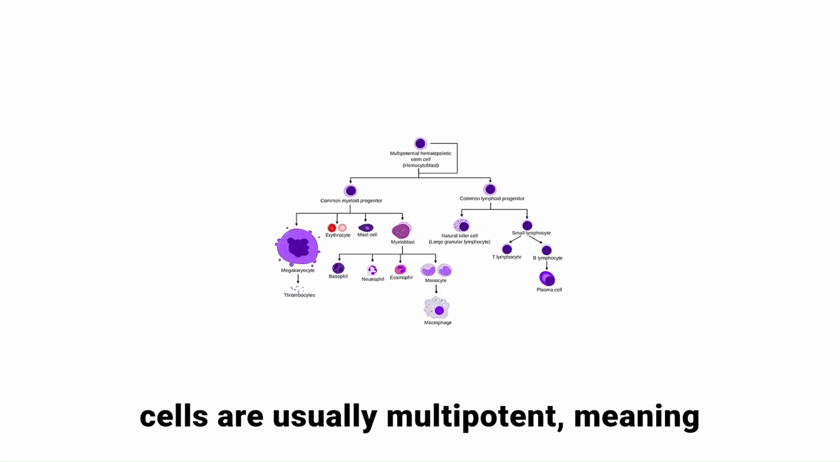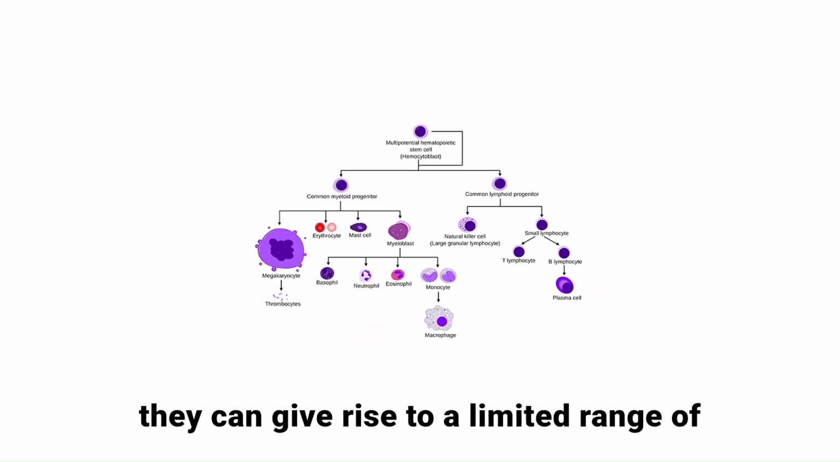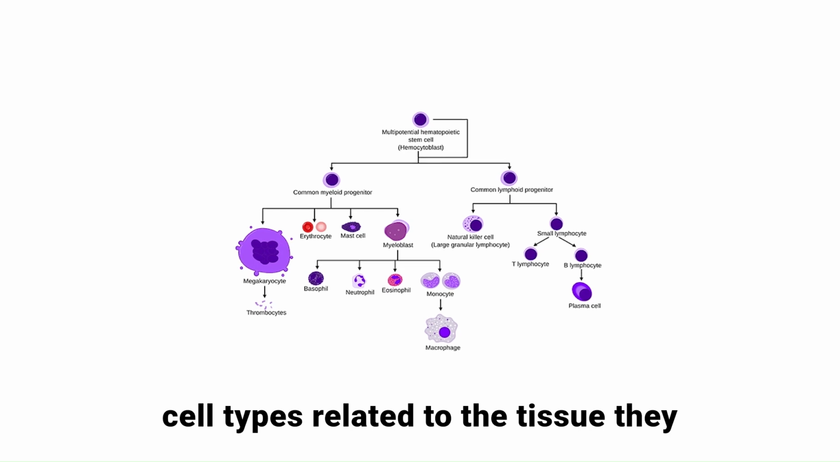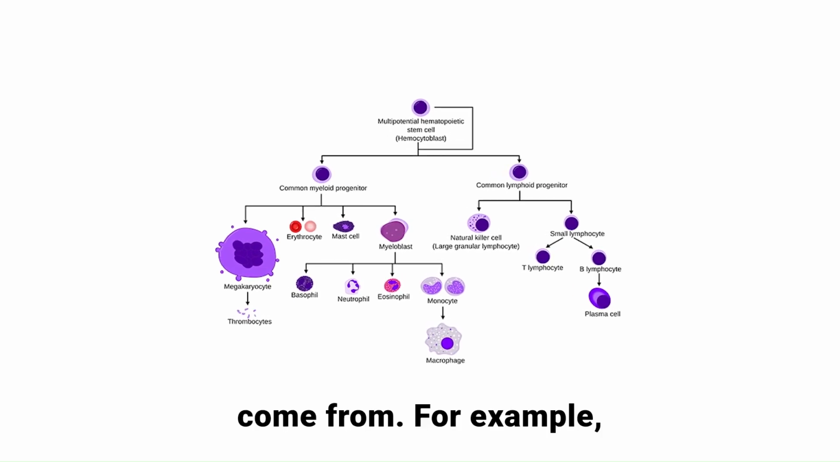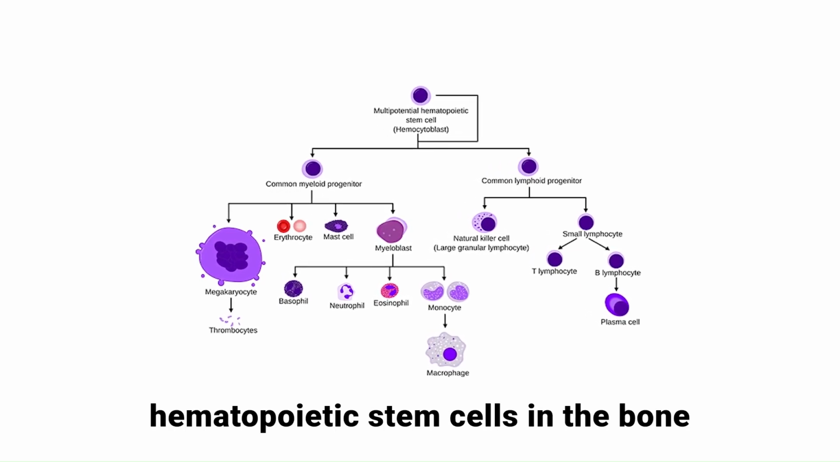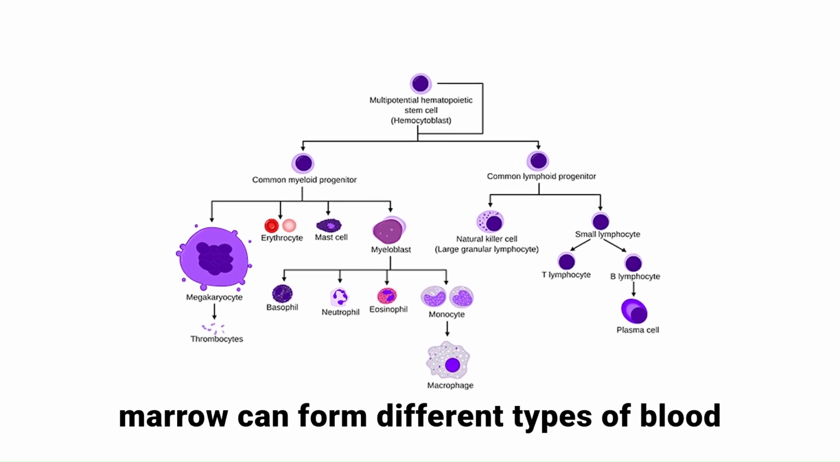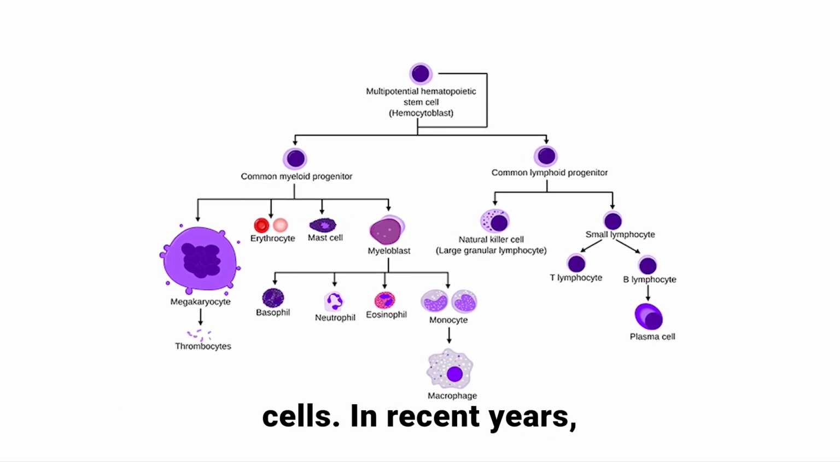These cells are usually multipotent, meaning they can give rise to a limited range of cell types related to the tissue they come from. For example, hematopoietic stem cells in the bone marrow can form different types of blood cells, but cannot form nerve or muscle cells.